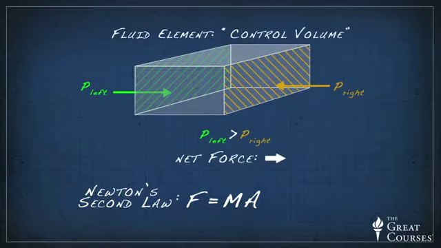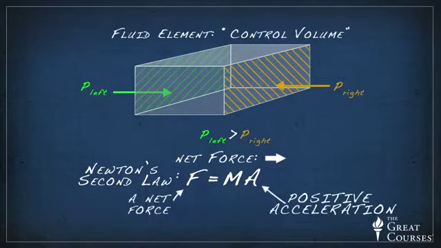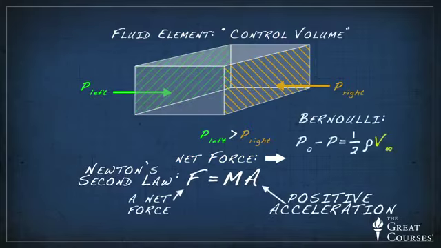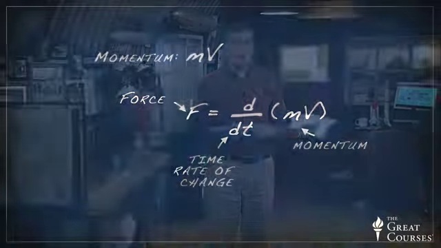From Newton's second law, this push must result in a positive acceleration of the fluid, which is represented in the velocity term of the Bernoulli equation. So the result of a positive acceleration is an increase in velocity, which we see in Bernoulli. A more general expression of Newton's second law states that force is equal to the time rate of change of momentum, where momentum is the product of mass and velocity.